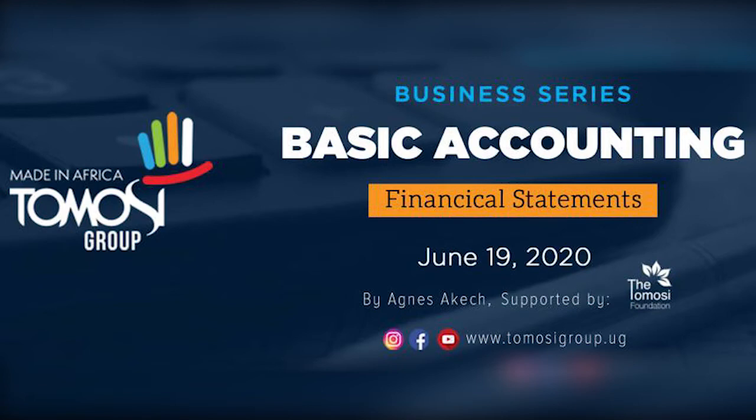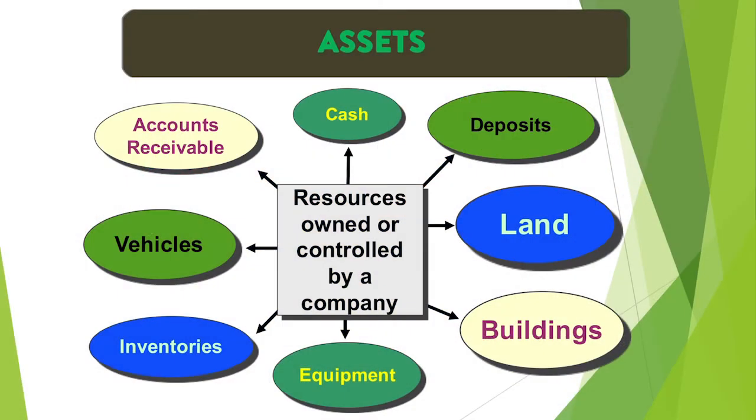In this breakdown, we have fixed assets included. For example, motor vehicles, buildings, land, equipment. These are fixed assets or long-term assets. Accounts receivable, cash, deposits, inventories. These are classified as current assets.